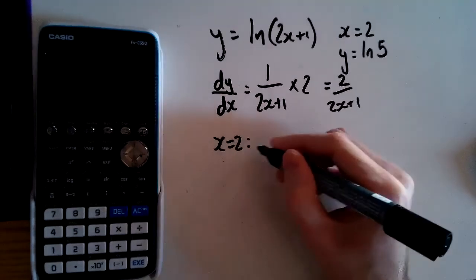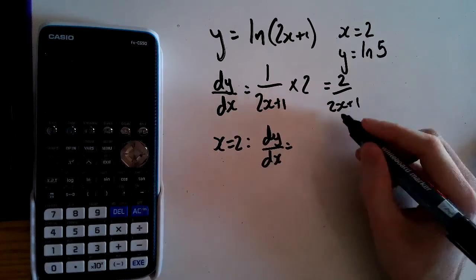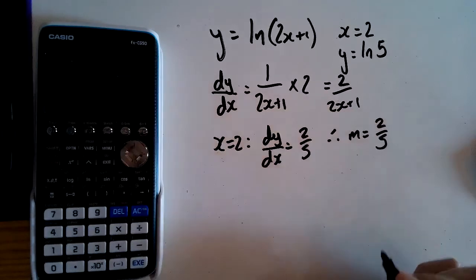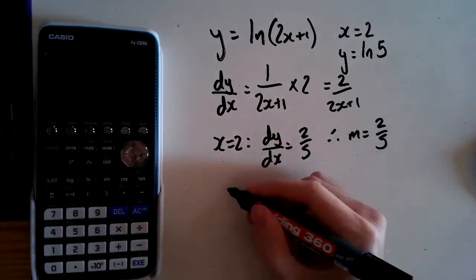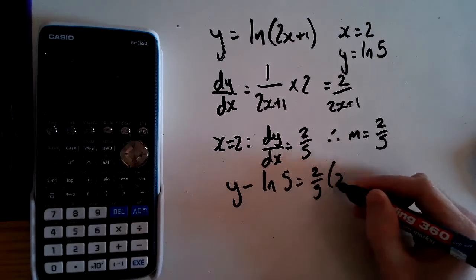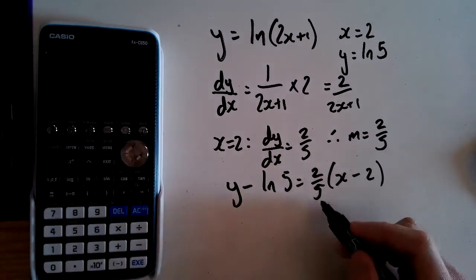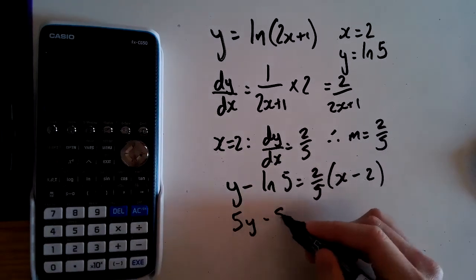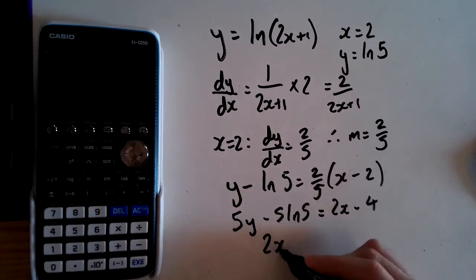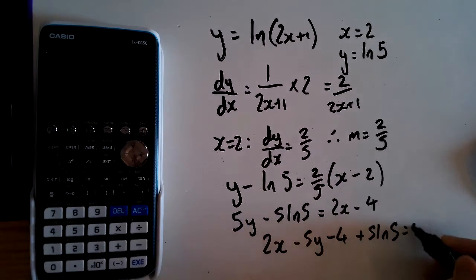Sub in x is 2, so dy by dx. If I sub in 2, I get 5 in the bottom, so 2 over 5. Therefore, my gradient is just 2 over 5. Then y minus y1, so y minus ln 5 is 2 over 5, x minus x1, so x minus 2. And you can write it however you want. I would times it by the 5, and expand by the 2, then take everything to one side: 2x is 5y minus 4 plus 5 ln 5 equals 0.